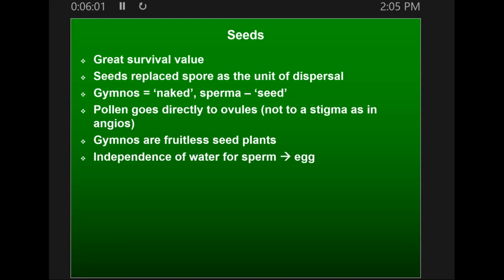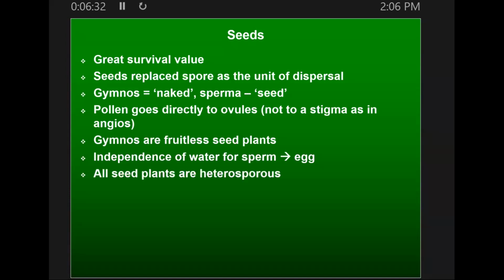So another big jump is that they don't need water anymore to get the sperm to the egg. So again, that's a good strategy. It's very successful compared to the other two groups where we said free water was necessary. So you always had to have free water, and that's a limiting factor. With the gymnos and the angiosperms, we don't need to see water in the environment anywhere. It doesn't have to happen. And so again, this is an advantage for them.